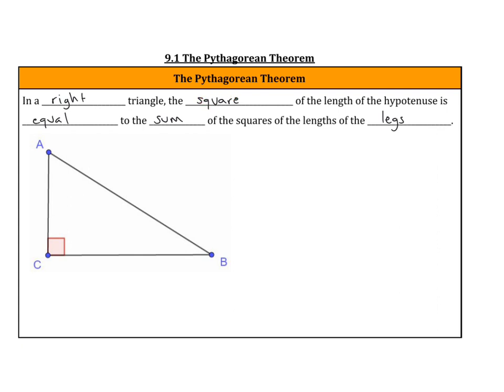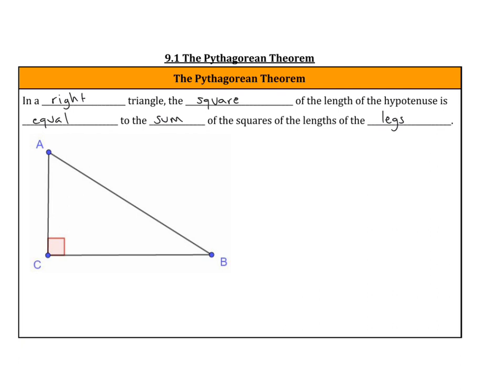The square of the length is referring to an operation. For example, c squared or 3 squared, which means 3 times 3, or b times b. This is what the word square is referring to. It is not referring to a box or an actual square. And then we see this word sum, which means we're going to have to add the squares, there's that operation again, of the lengths of the legs.